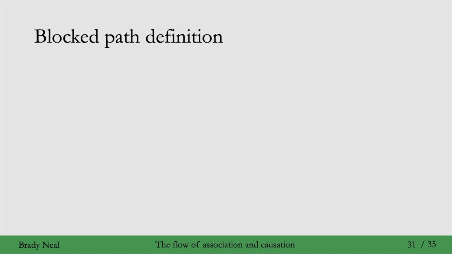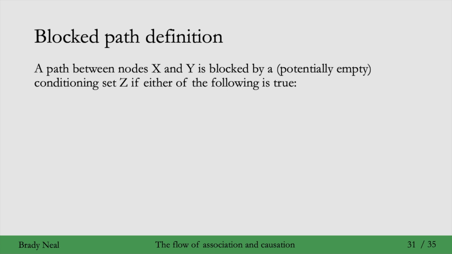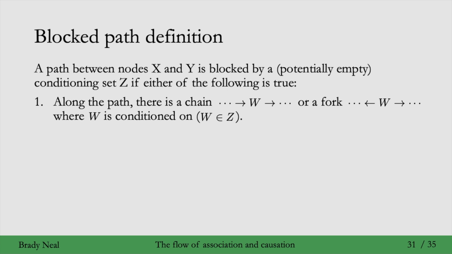First, we'll give a more formal definition of what a blocked path is that we've been talking about. A path between two nodes x and y is said to be blocked by a potentially empty conditioning set, z, if either of the following is true. If along the path there is a chain or a fork with w in the middle of that chain or fork, and w is in the conditioning set z, then that blocks that path.